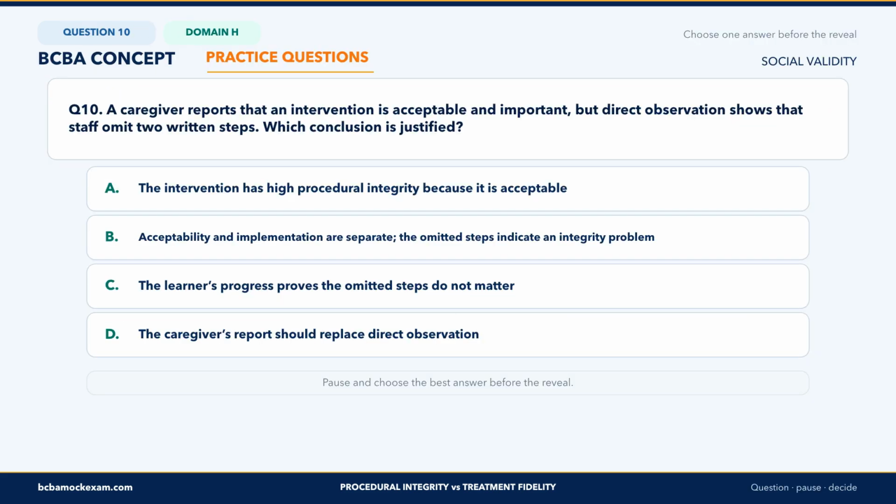Question 10. A caregiver reports that an intervention is acceptable and important, but direct observation shows that staff omit 2 written steps. Which conclusion is justified? A. The intervention has high procedural integrity because it is acceptable. B. Acceptability and implementation are separate. The omitted steps indicate an integrity problem. C. The learner's progress proves the omitted steps do not matter. D. The caregiver's report should replace direct observation. Take a second pass. What must be true for each option to win?